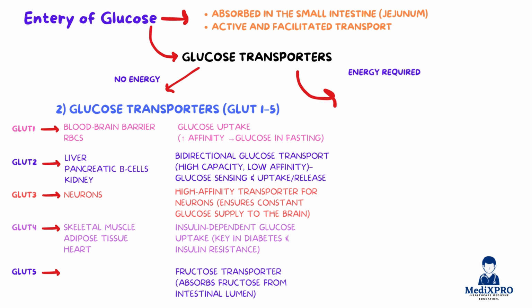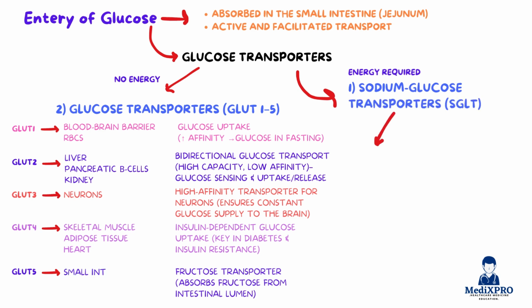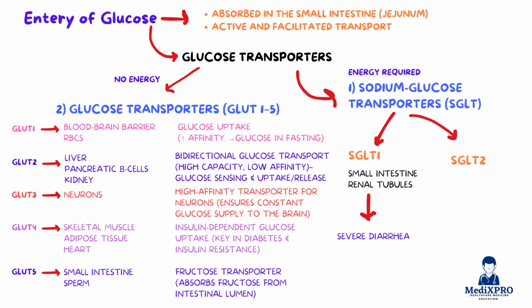Active transport, specifically sodium-dependent glucose transporters, or SGLTs. These work against the glucose gradient, meaning they require energy indirectly via the sodium gradient. SGLT1 is found in the small intestine and renal tubules. It co-transports one glucose molecule along with two sodium ions into the cell. Mutations in SGLT1 cause glucose-galactose malabsorption, which can lead to severe diarrhea in infants. In SEQs, you may be asked to explain the SGLT1 mechanism and its role in intestinal glucose absorption.